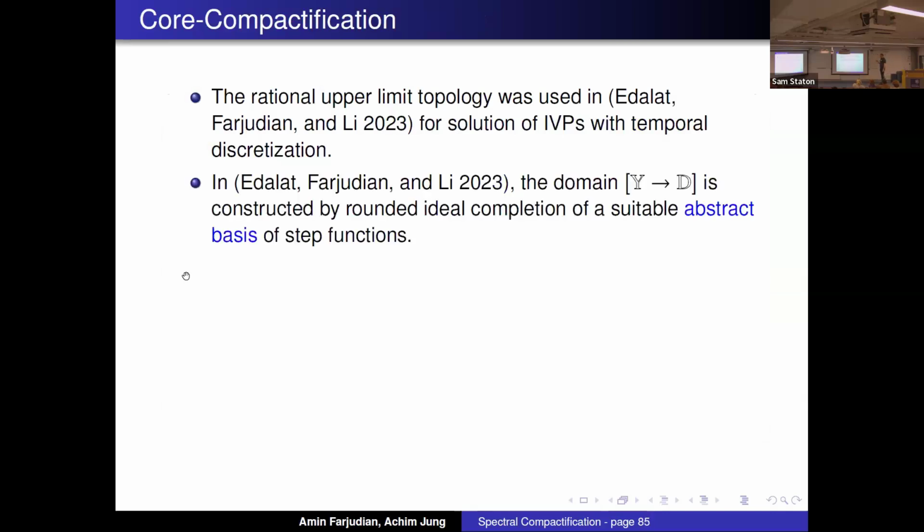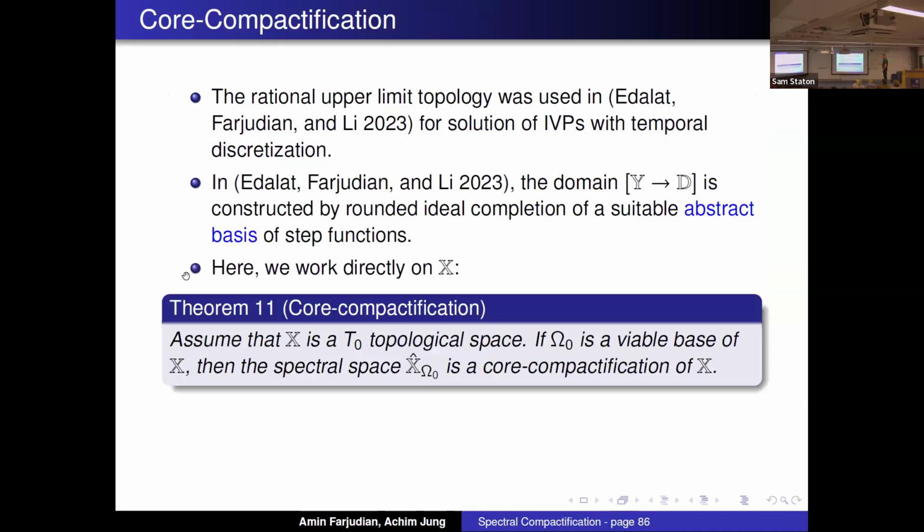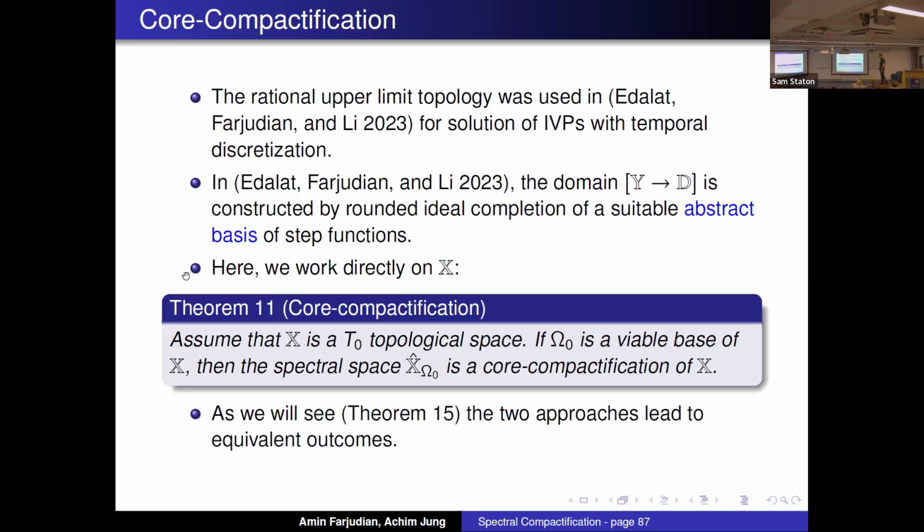We used that rational upper limit topology before for IVP solving, but the approach that we had before was based on abstract basis. Now, in the work that I'm presenting now, we've gone through another route, the route of compactification. We can show that if X is a T0 topological space and omega 0 is a viable base, then the spectral space that we get is truly a core compactification, in the sense that X will be densely embedded into X hat. And as we will see in theorem 15 of these slides, the abstract basis approach and the compactification approach both give us the same outcome.